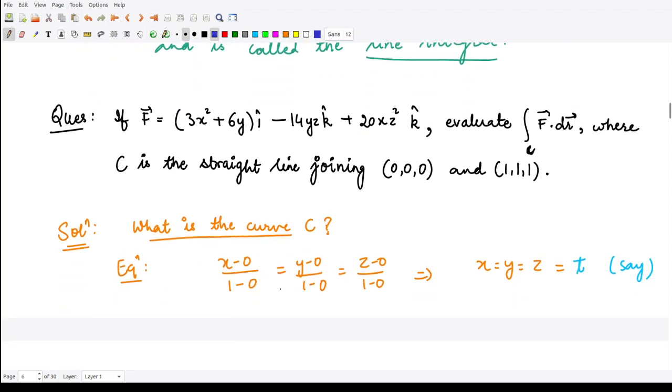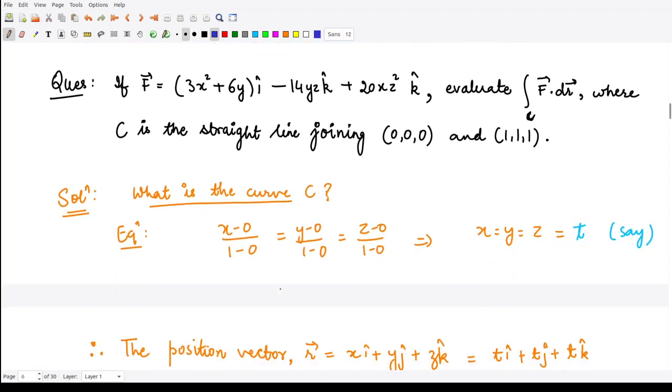For an example, let us see this question. We are to evaluate the integral of the vector f dot dr over the curve C. This vector f is given to us, so we are to calculate the tangential component of this vector along the curve C, where C is the straight line joining these 2 points. So we are required to solve this line integral.